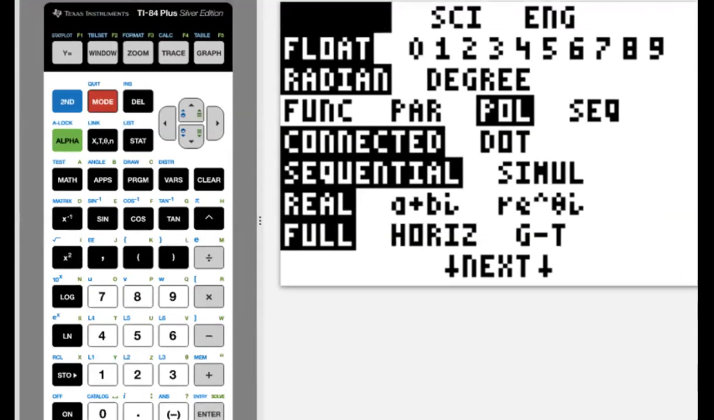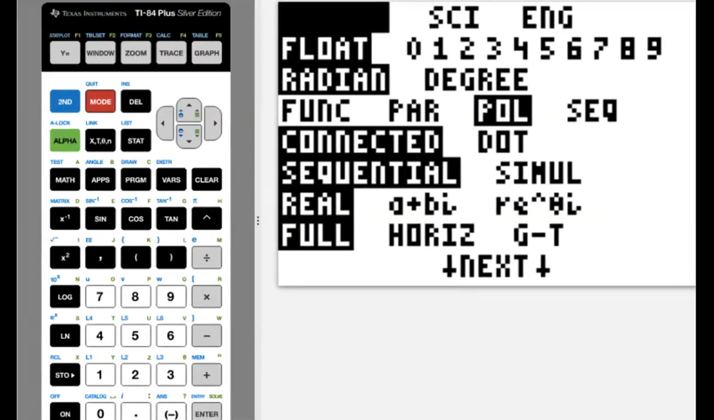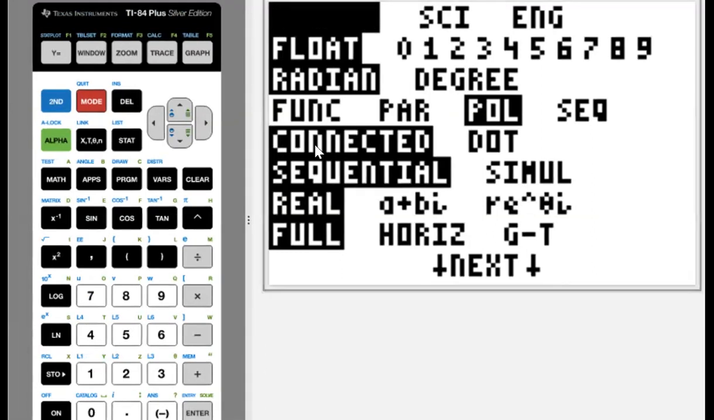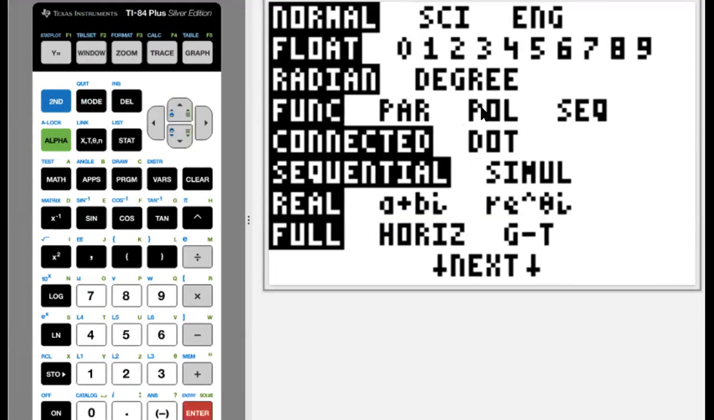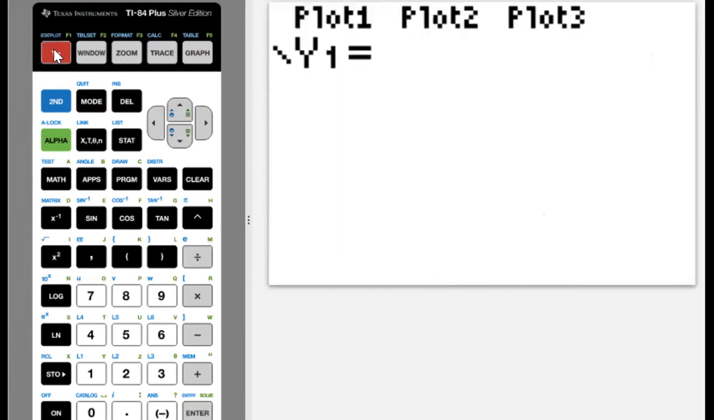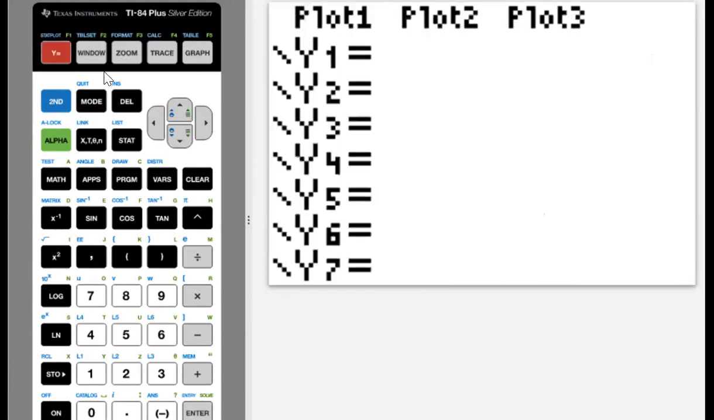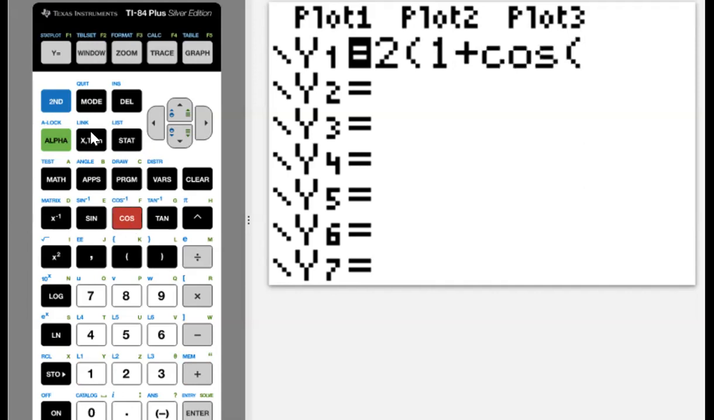At this time, I'm showing you how to use the TI-84 or the TI calculator family. Make sure the mode of the calculator is in polar coordinate mode. Then go to the Y= button and type in the function r equals 2 times the quantity 1 plus the cosine of angle theta.